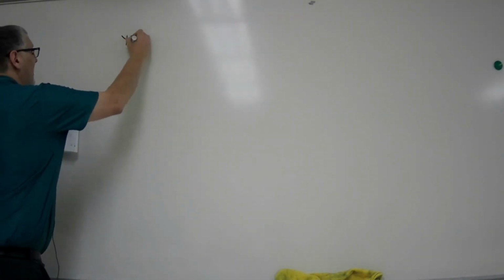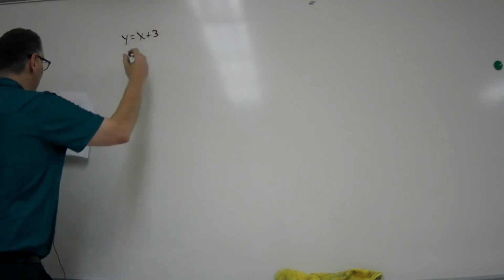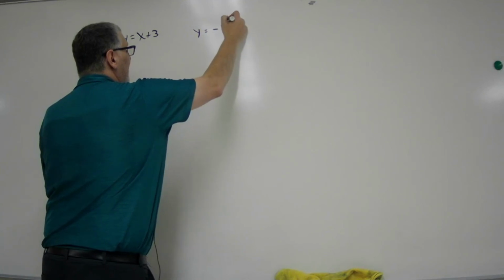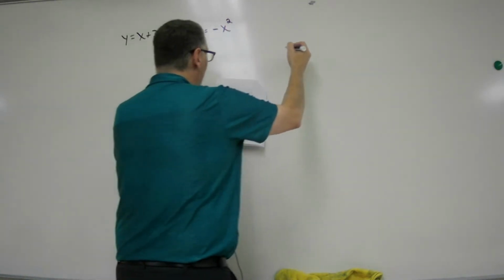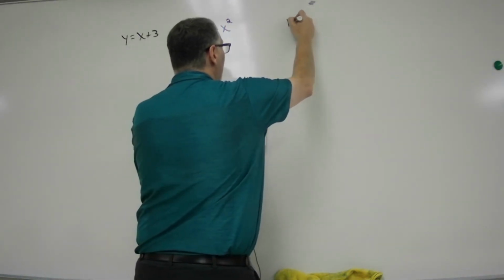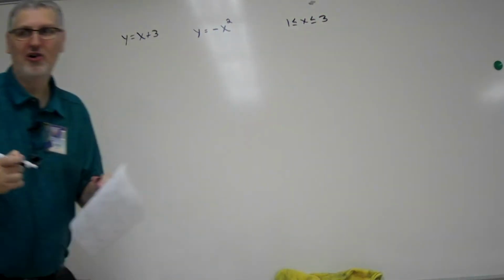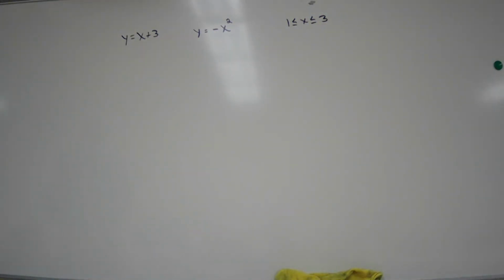Alright. Y equals x plus 3. Y equals a negative x squared. And I want it between 1 and 3. Okay, I'm going to give you guys time to work on this.